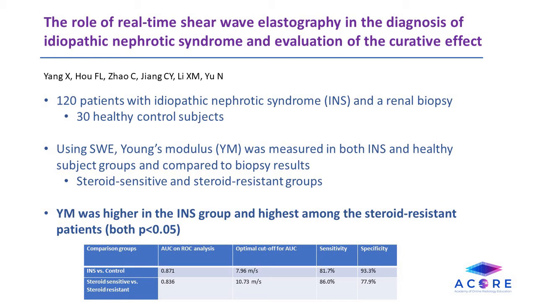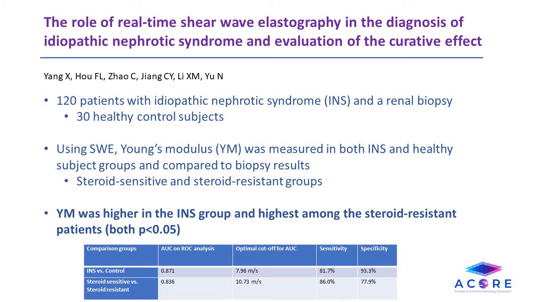This next article is also looking at shear wave elastography, but its use in diagnosing idiopathic nephrotic syndrome and in evaluating the treatment effects. They had 120 patients with idiopathic nephrotic syndrome and a renal biopsy, and they compared this to 30 healthy control subjects. Young's modulus was measured in both the idiopathic nephrotic syndrome group and the healthy subjects, and compared to biopsy results. They also separated patients into those who were steroid sensitive and those who were steroid resistant.